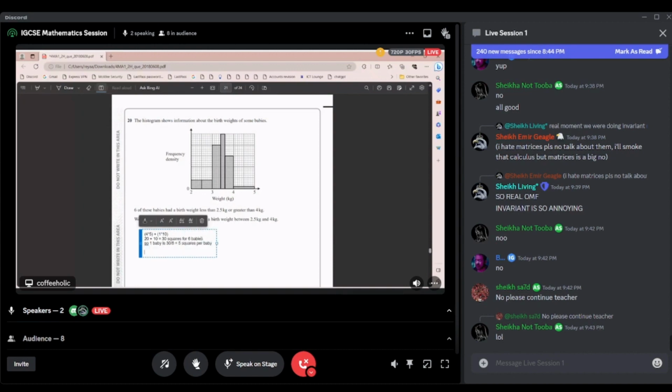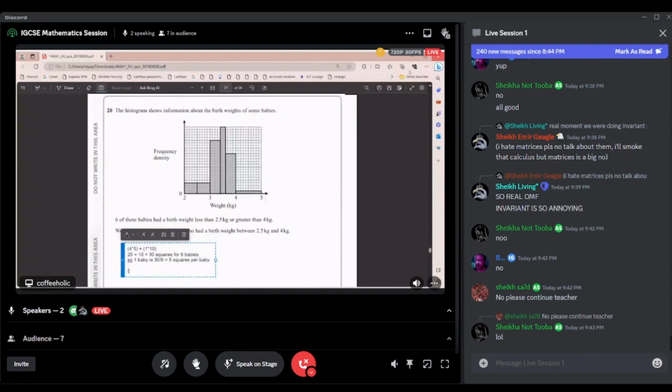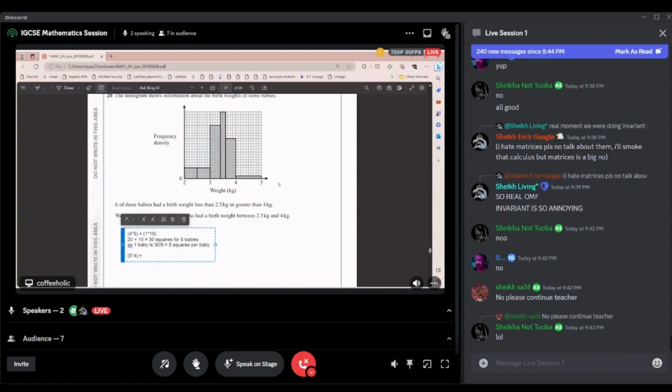Then we want to work out the number of babies between 2.5 and 4. So we'd do all of the ones in the middle. From 2.5 to 3, it is 5 times 4 again. We need to calculate the number of squares there are. The next one would be 4 times 20, that would be 3.2, this part over here. Plus 2 times 25, plus 4 times 15. We sum that up, which should be 20 plus 210, 210.